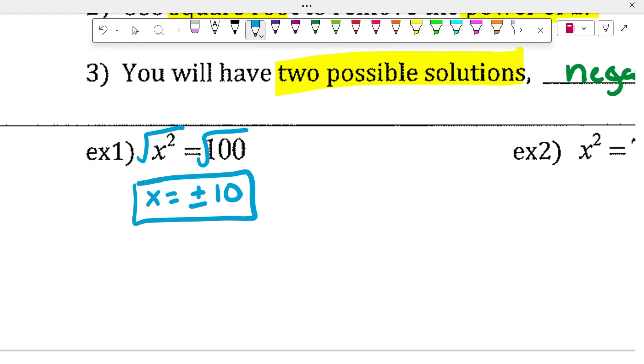Because is it not true that 10 squared and negative 10 squared are both 100? Yes. And we don't know which one they're talking about. Plus, most quadratics have two answers anyway. So that's kind of keeping it straight.